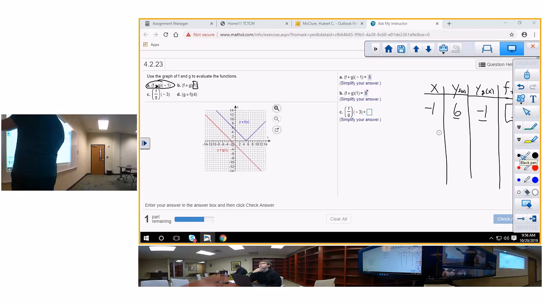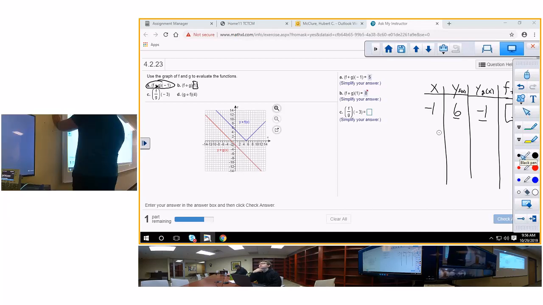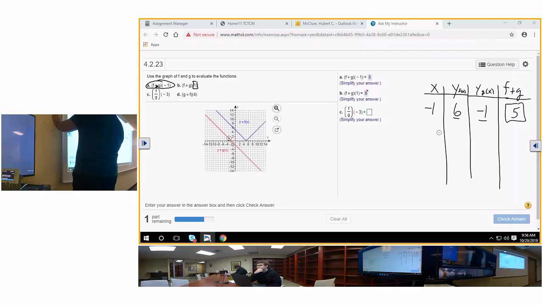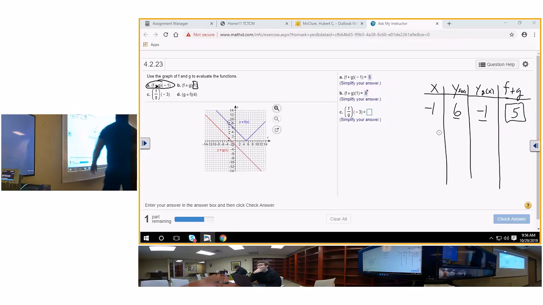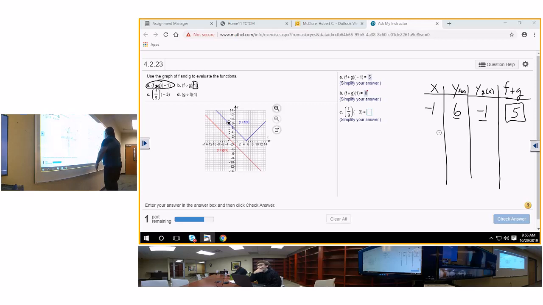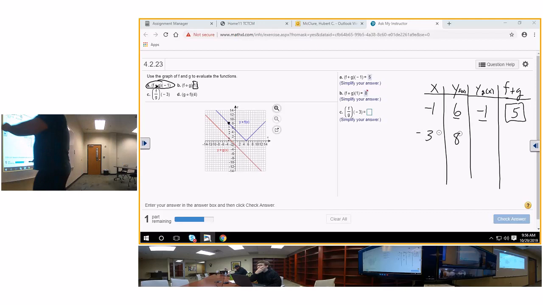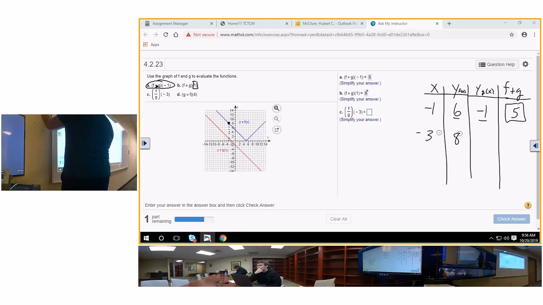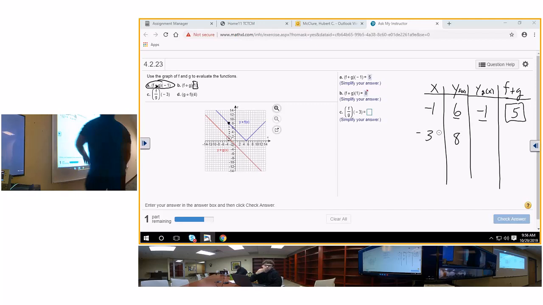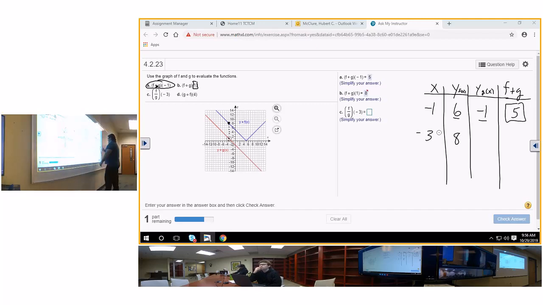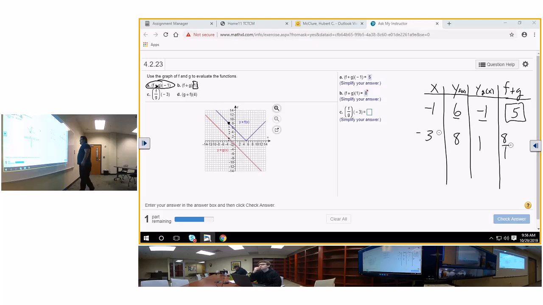Okay, F of -3 is 1, 2, 3, 4, 5, 6, 7, 8. So F of -3, so we're going to put F of -3 is 8. And what is G of -3? G of -3 is what? 1. So what is 8 divided by 1? 8.